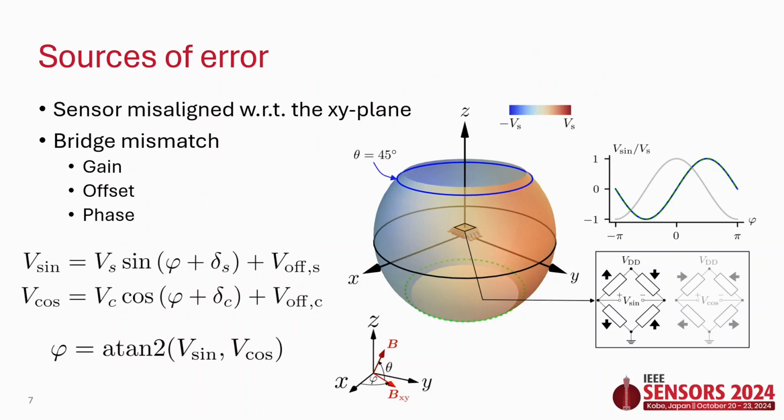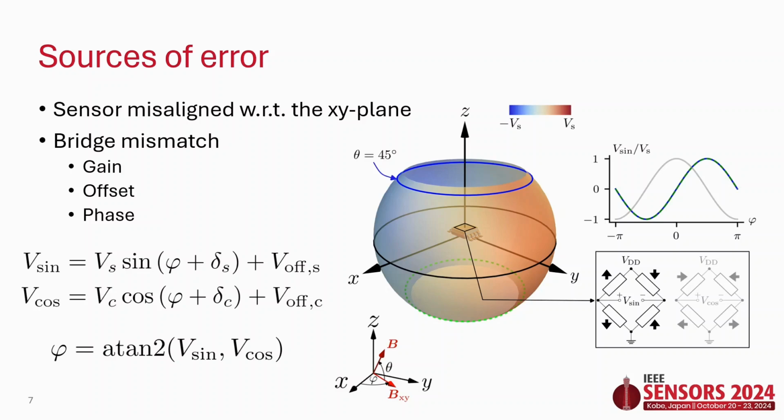Now there are multiple sources of potential error. For one, the TMR could be misaligned, so the sensor's coordinate system is not aligned with the coordinate system in which the magnetic field is applied. But there also can be bridge mismatch, so that those two bridges are not perfectly similar in terms of gain, offset, and phase. So if I write them in this general form, they could have a different amplitude, different phases, and different offsets. And a calibration routine should, in addition to those misalignment angles, also determine those waveform parameters, because error in those waveform parameters will also cause error in the overall angle.